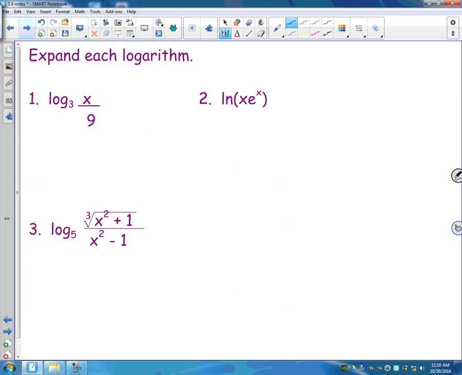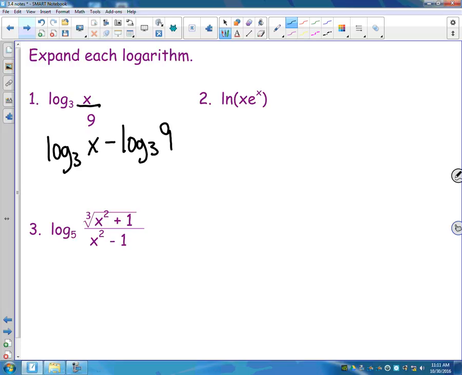So these first ones here, expand each logarithm. That means break up the multiplication as addition and the division as subtraction. Number 3 there, I have a few things in there just to make you think a little bit. But when you see this today, expand means break it up. So when I see division, I know I can write that as subtraction. You have to write log every time. So we're going to write that as log base 3 of x, and the division makes it minus log base 3 of 9. Then you want to look at it and say, can I do anything else?